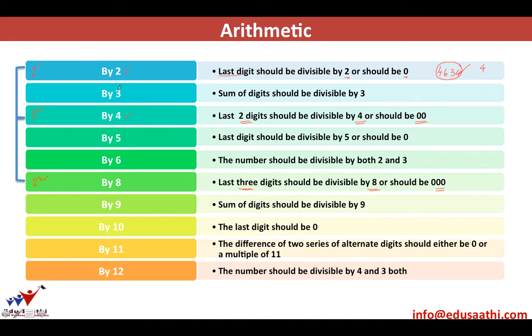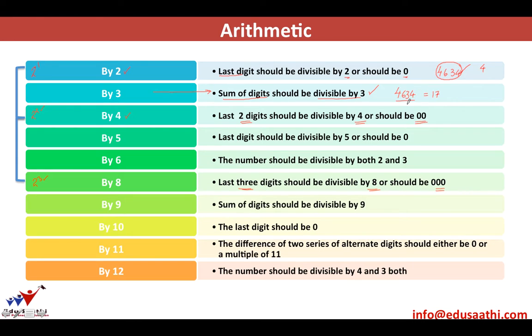Let's move to the divisibility rule for 3. What I would do is find out the sum of all the digits, and the sum of digits should be divisible by 3. So again, if I take this same number 4634, and if I look at the sum of digits, it comes out to be 17. Now 17 is not divisible by 3, so that means this entire number is not divisible by 3.